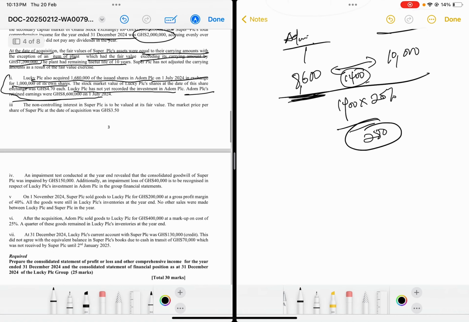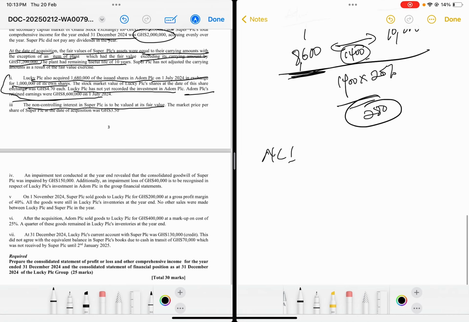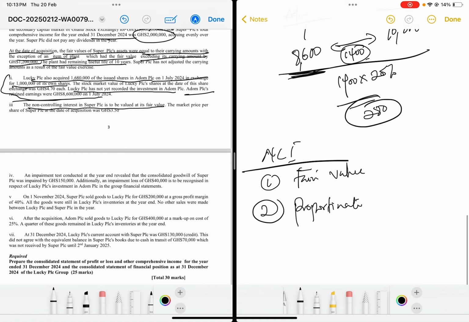Now, the information is telling us that the non-controlling interest in Super PLC is valued at its fair value. Now, NCI has two ways of being valued. So, you value NCI at fair value, or you value it as a proportion of net assets. So, fair value just means that you are going to multiply the number of shares that the NCI is having.